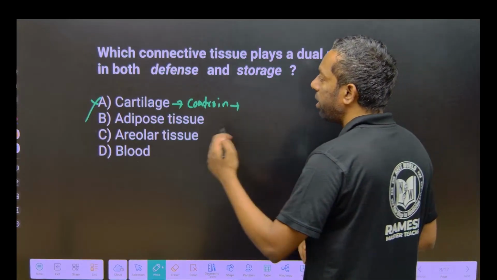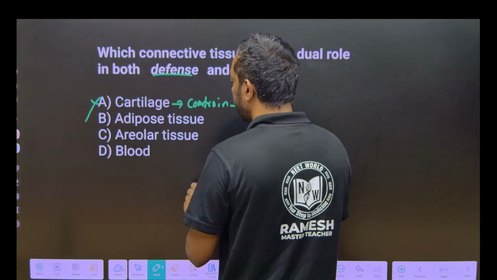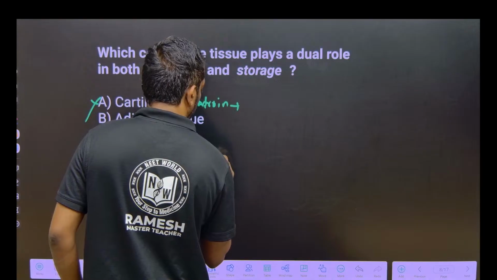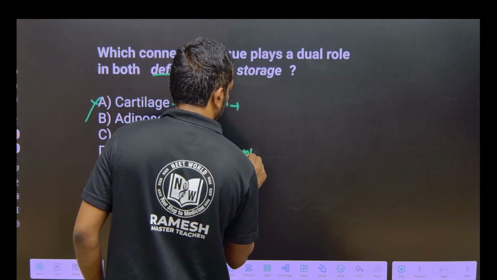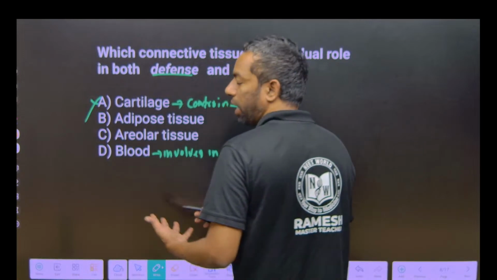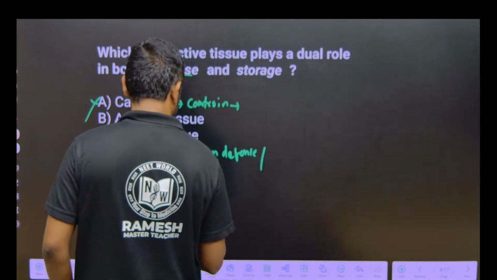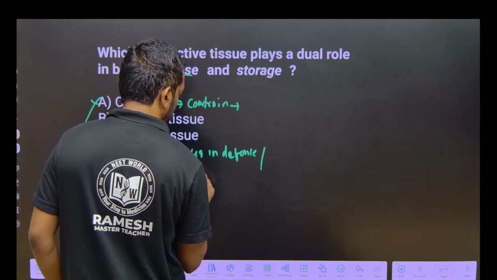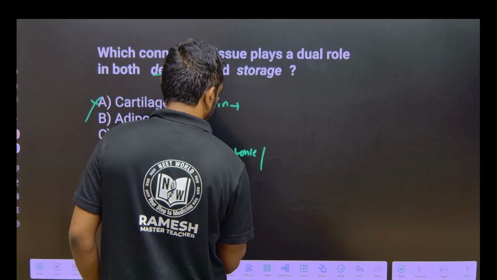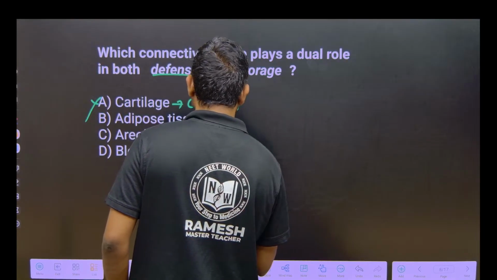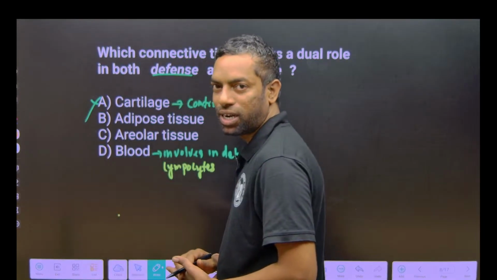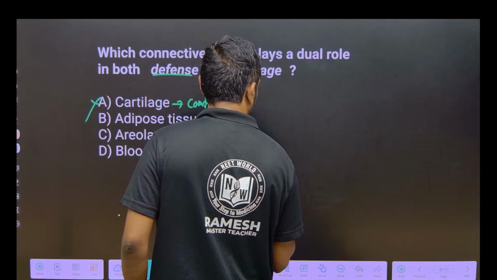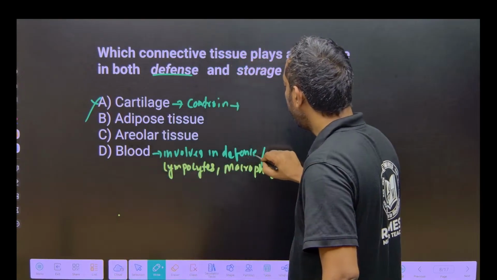Blood can be involved in defense through blood cells: lymphocytes and monocytes. Lymphocytes like T lymphocytes and B lymphocytes, and macrophages also. Macrophages. This is involved in defense, like immunity.